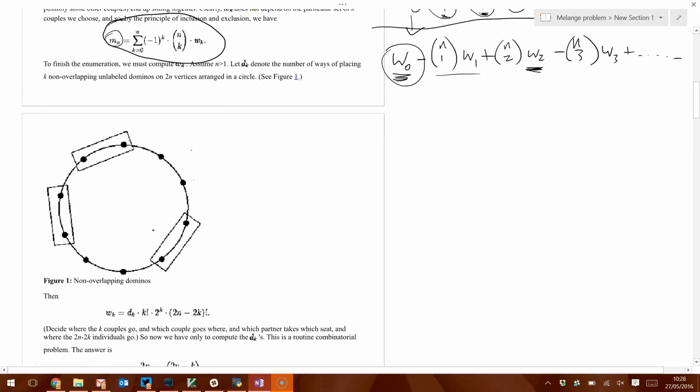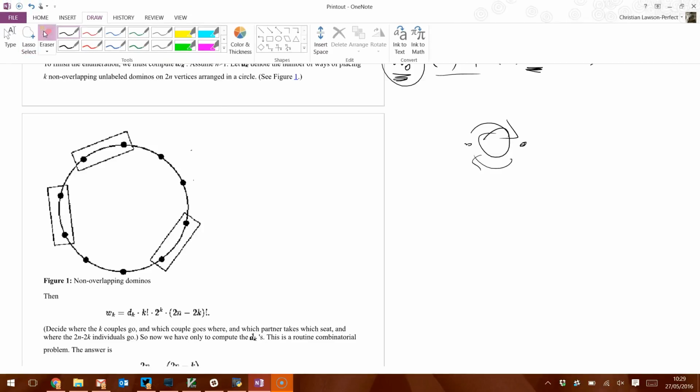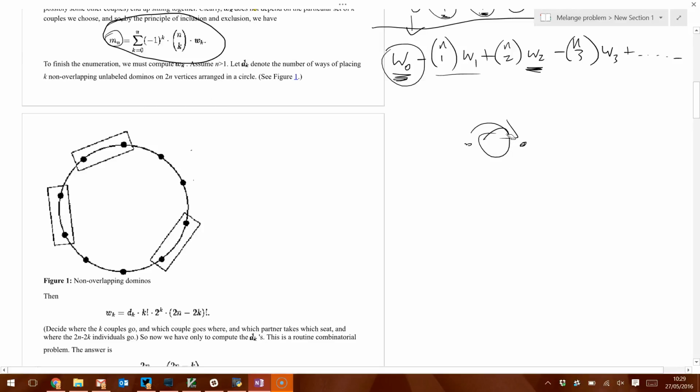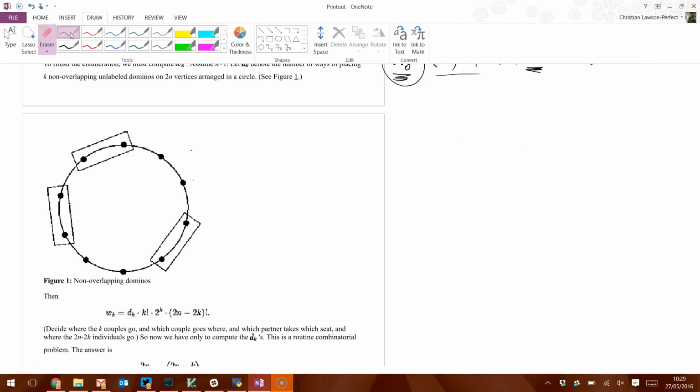Okay, to finish the enumeration, we must compute W_k. Assume n bigger than 1. If n is 1, it can't work because you've got date night. You've got a couple sitting around the table. They have to be on each other's sides. So that one doesn't work. n has to be bigger than 1. Fine.